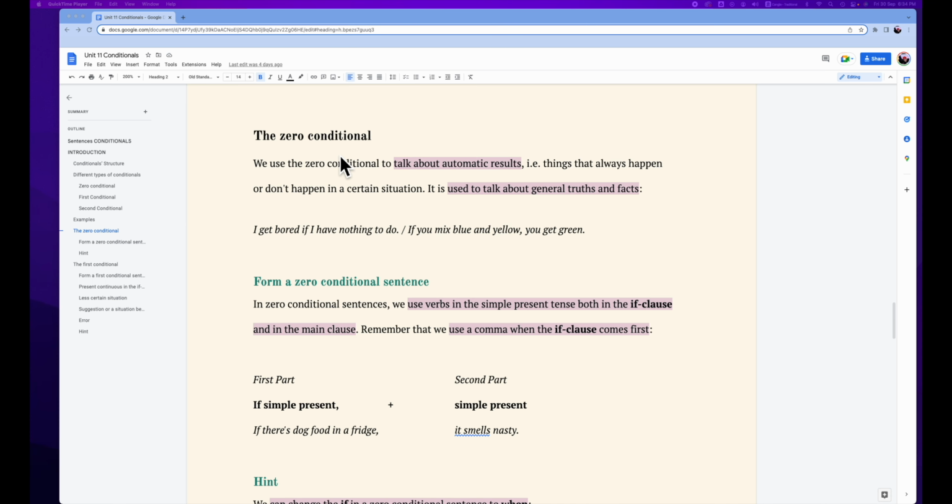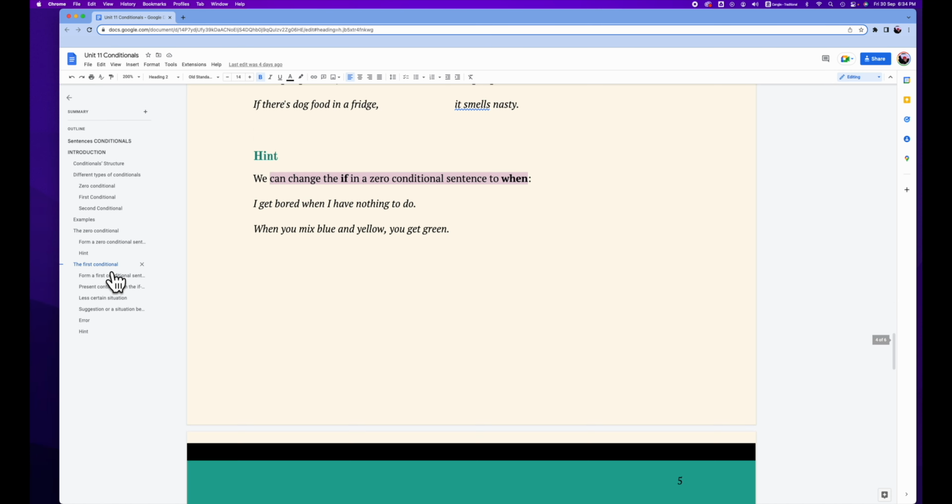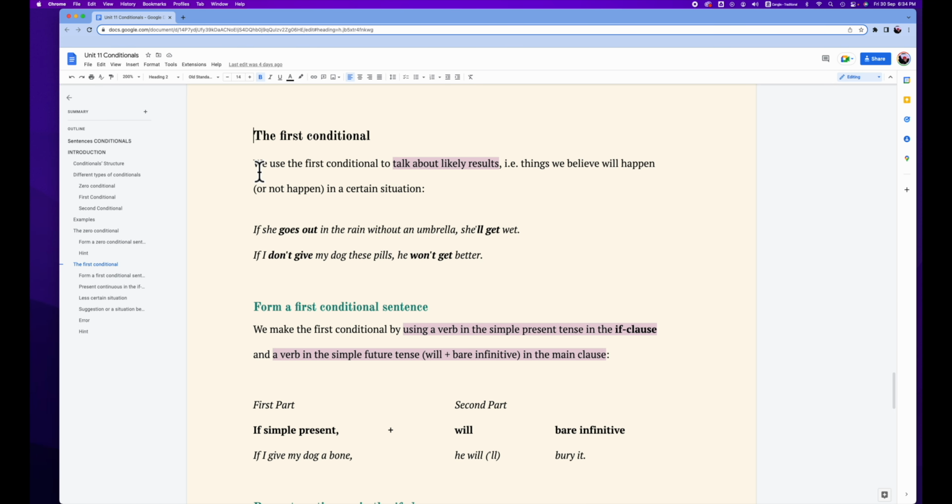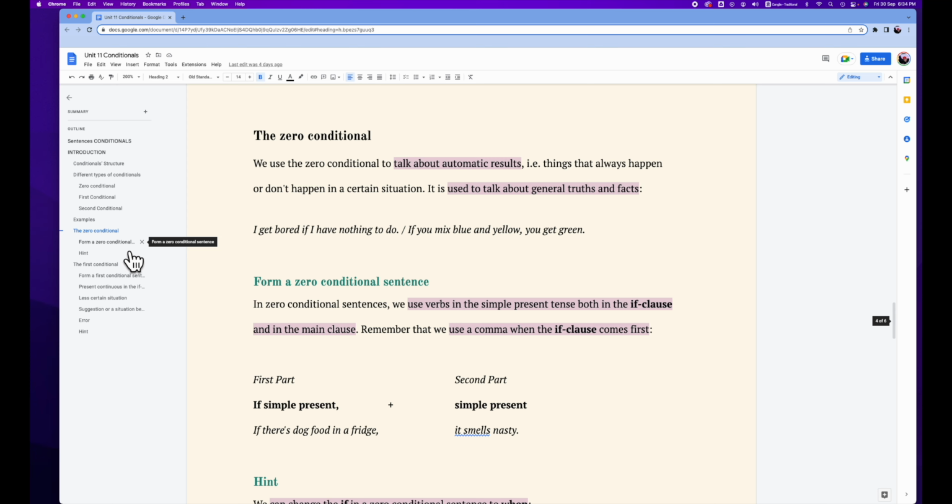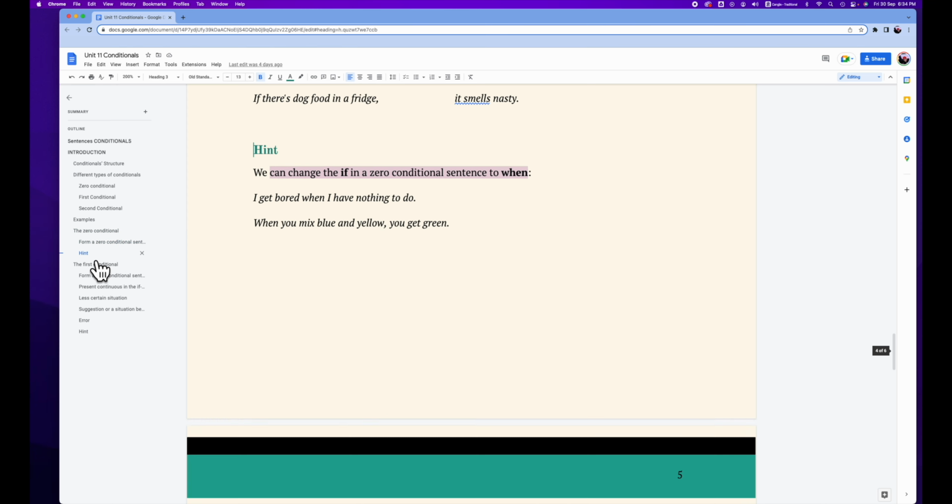Last time we talked about the introduction to conditionals. There are 4 conditionals that we're going to cover: the zero conditional, the first conditional, the second conditional, plus the third conditional. Today, we talk about the zero conditional as well as the first conditional. First of all, we talk about the zero conditional, and then we are going to talk about the first conditional. About the zero conditional: how to form it, and what the hints are.